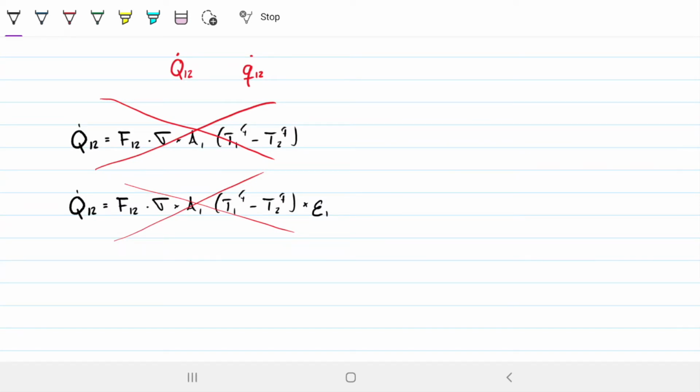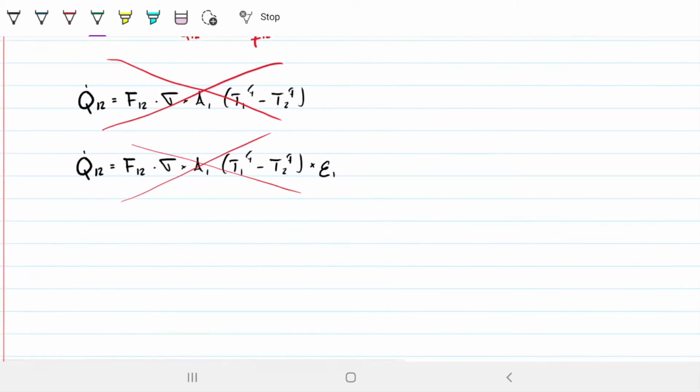General form, let's write it down. Let's write it in green. Well, it's the general form. Going from 1 to 2, it will be the radiosity of 1 minus the radiosity of 2. Remembering that radiosity is the total energy leaving the body, so it takes into account energy being reflected plus energy being emitted.